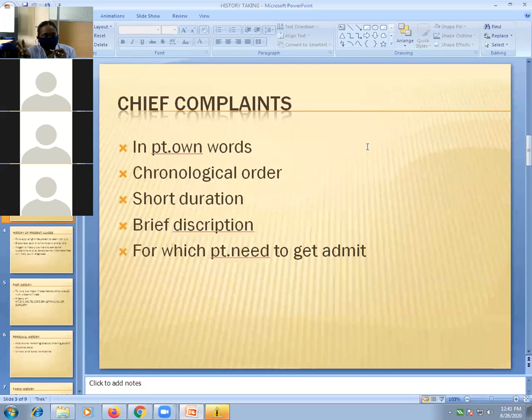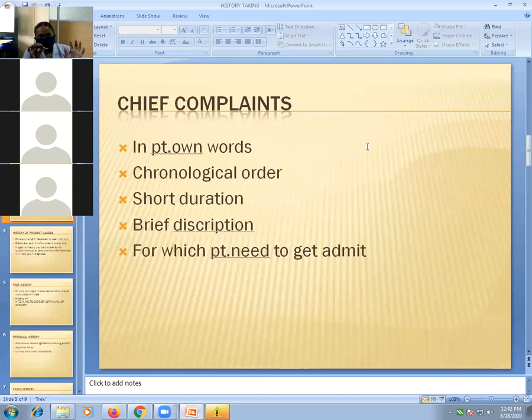So fever with chills and rigor, duration of fever, grade of fever, intermittent or continuous, and evening rise of fever. These are the points on how to describe a fever. So patient having fever since 10 to 15 days, high grade, not associated with chills and rigors, it is continuous fever or it is intermittent fever and there is no history of evening rise of fever. Like that you have to describe fever.